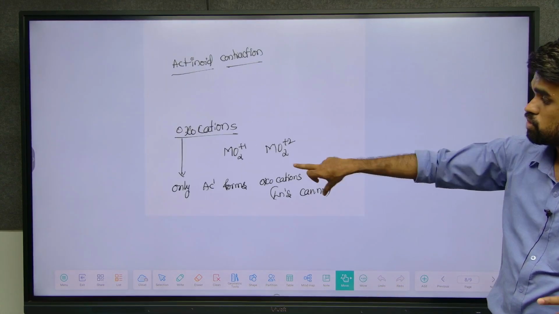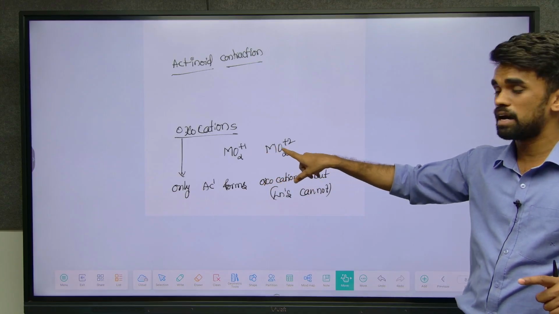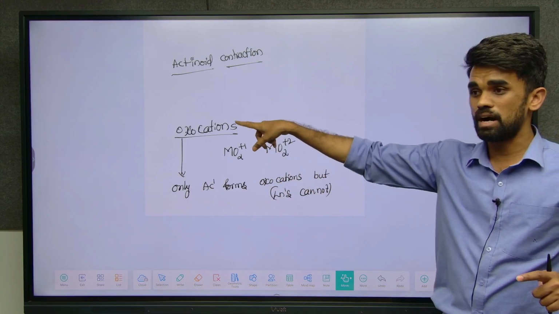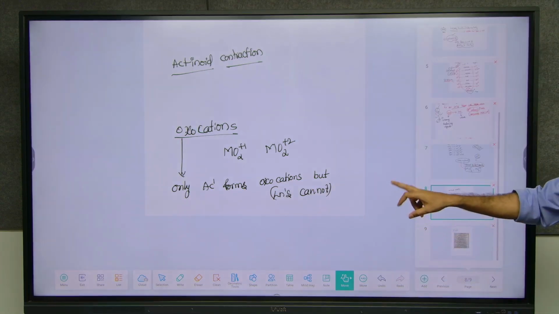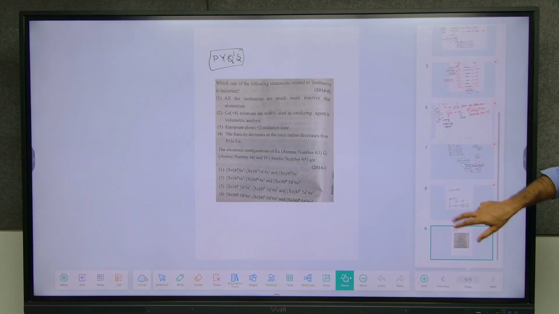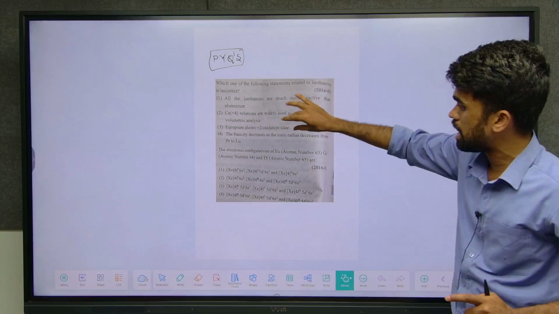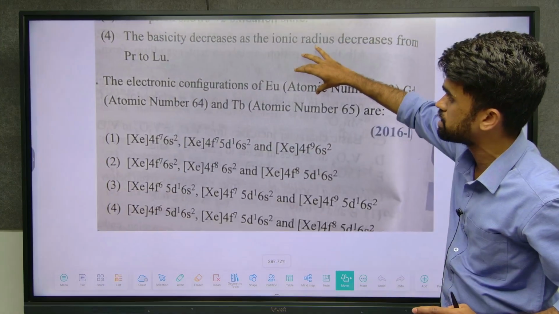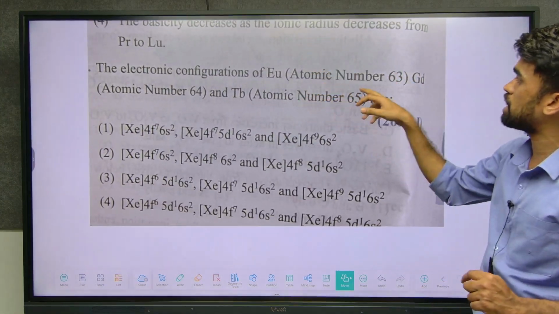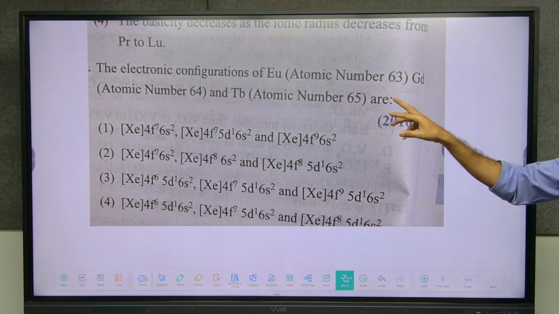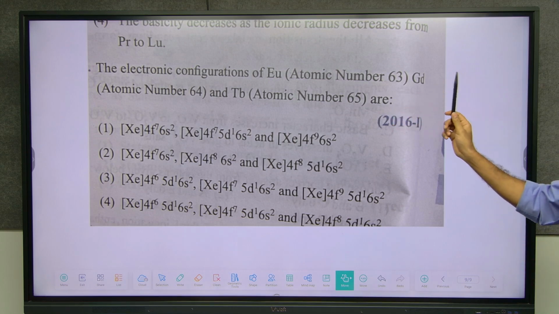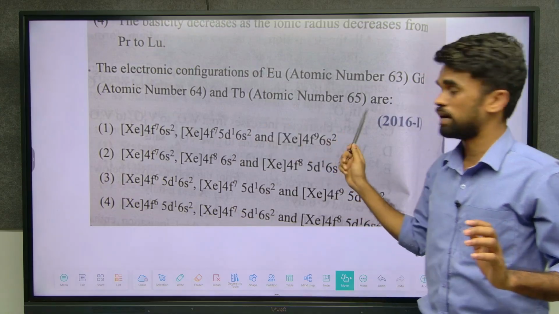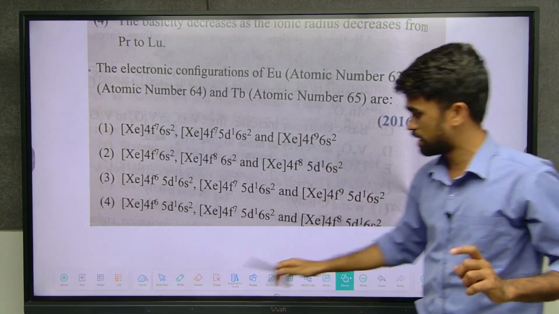One minute. So what I told you, MO2 plus or MO2 2 plus will be oxocations that are formed only by actinides. Lanthanides cannot. Next, last 2 questions I have for you. Just answer me this last question first. Electronic configurations of europium, gadolinium and terbium are given like this. Atomic numbers also given for your reference, 63, 64, 65. So now what is the required answer?